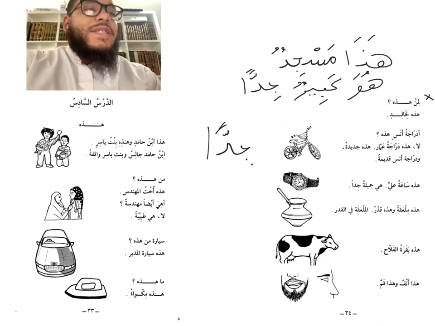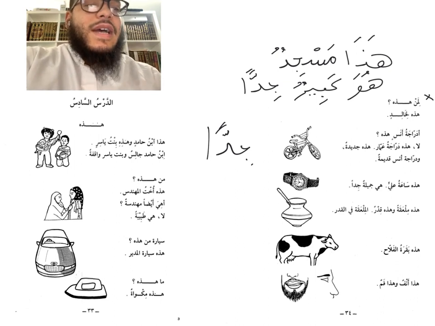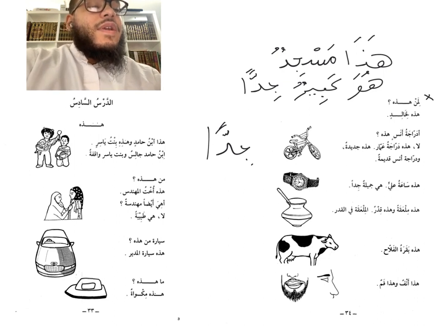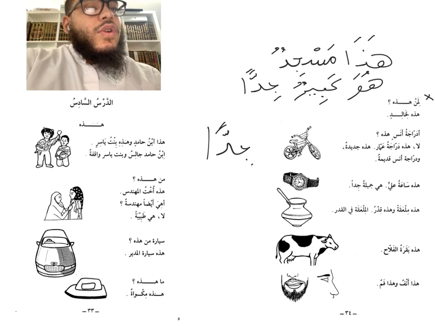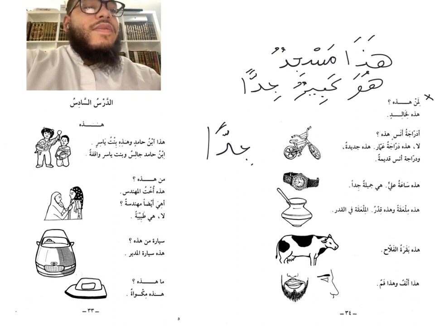هذا مسجد. This is a masjid. هو كبير جدا. It is very big. So جدا gives us the meaning of very. As we saw in هذه ساعة علي, this is Ali's watch, هي جميلة جدا, it is very beautiful. So جدا gives us the emphasis with the adjective to give us the meaning of very.